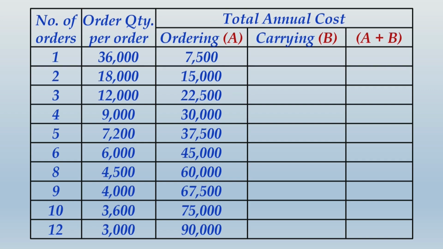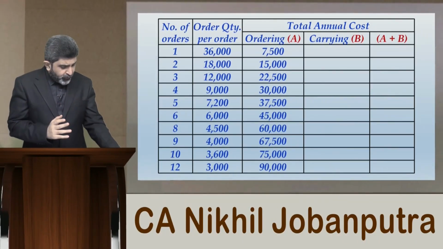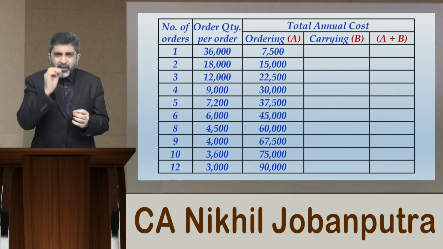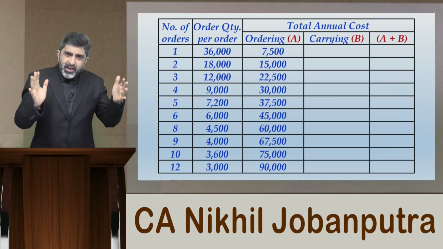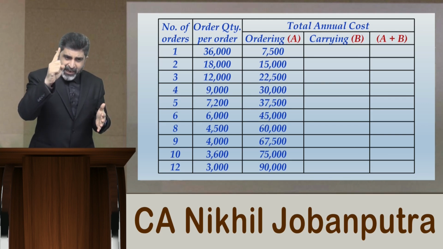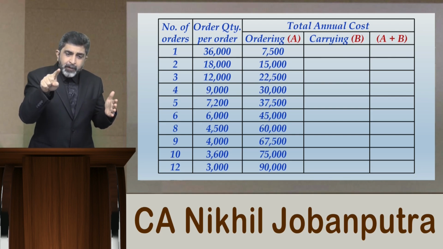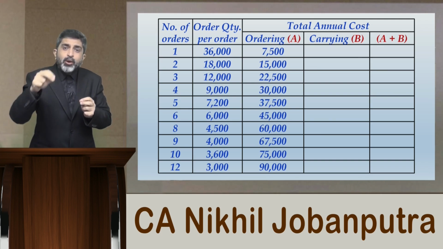So the next point that we need to understand is how to determine this carrying cost. And in order to understand how to determine the carrying cost, you should first fundamentally understand one thing, that you have purchased in this first order 36,000 units. Throughout the year, if you carry 1 unit, I repeat, throughout the year if you carry 1 unit, you will spend rupees 15. Throughout the year if you carry 2 units, you will spend 15 into 2.